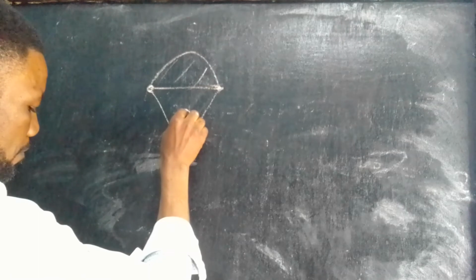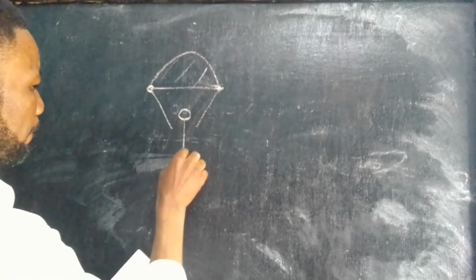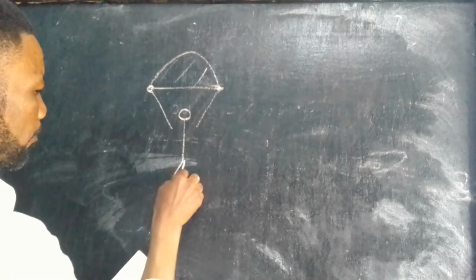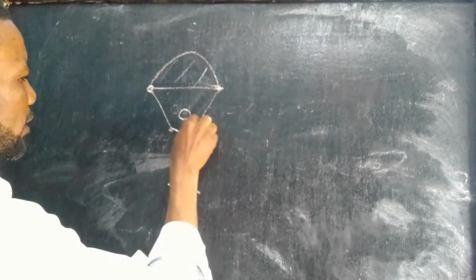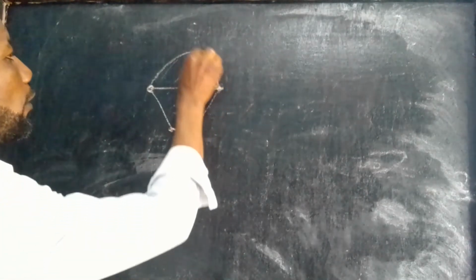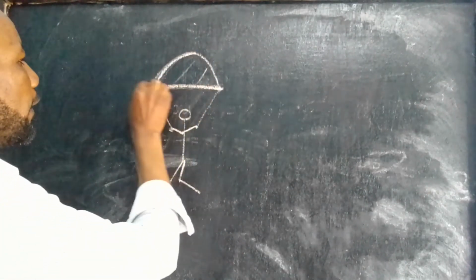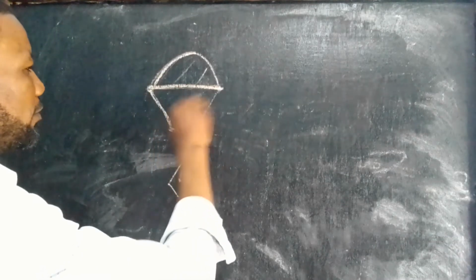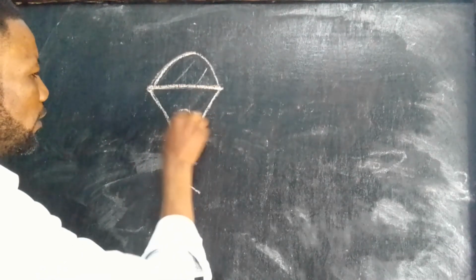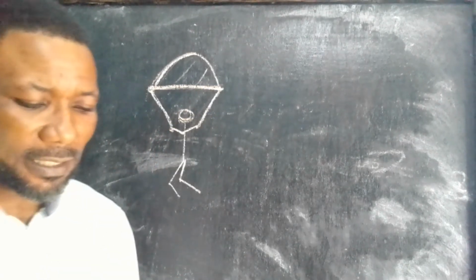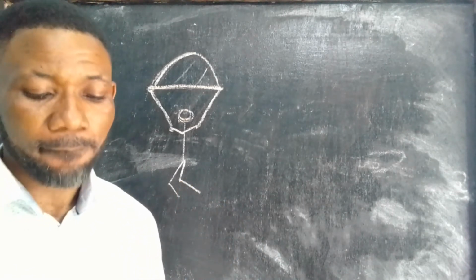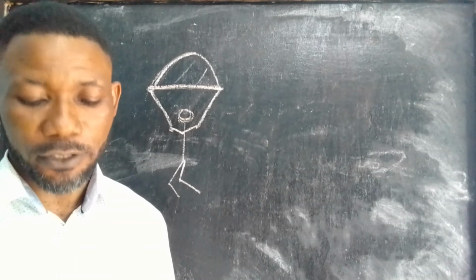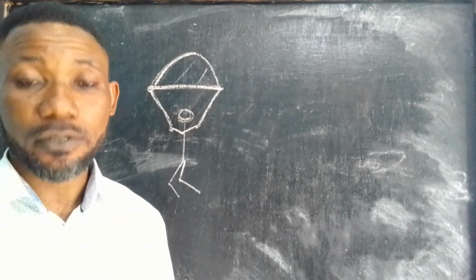And this guy is hanging on it. So this is the parachute. I hope you can catch my diagram. So that is the guy. Figure 2 shows a parachutist falling freely from a great height until he attains a constant velocity.